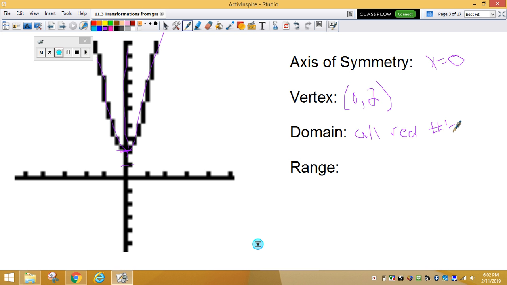Your range is not all real numbers. We need to see, this is as low as it goes. Remember, range goes down to high. It goes down and it stops at 2. So we've got to figure out, are my y's going to be bigger than 2 or less than 2? And since it's concave up, it's going up, that means that my y's are going to be bigger than or equal to 2.